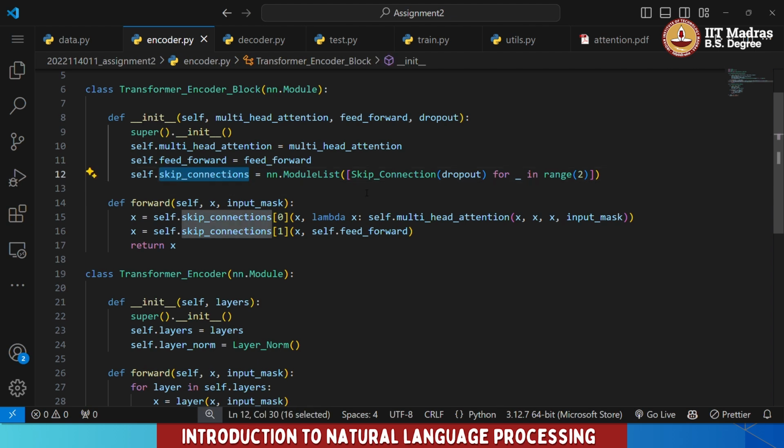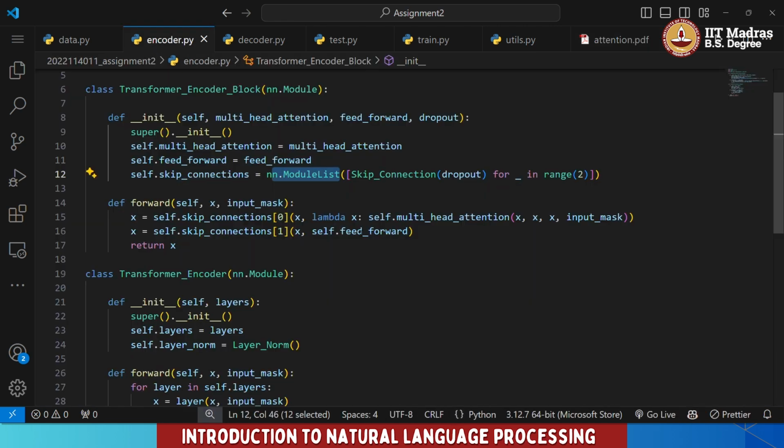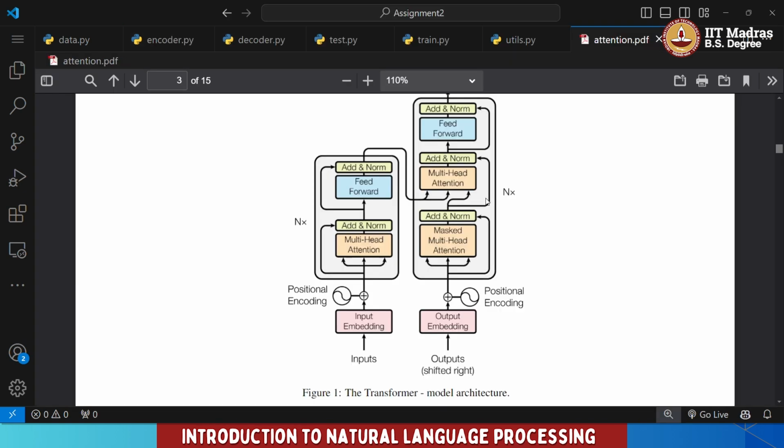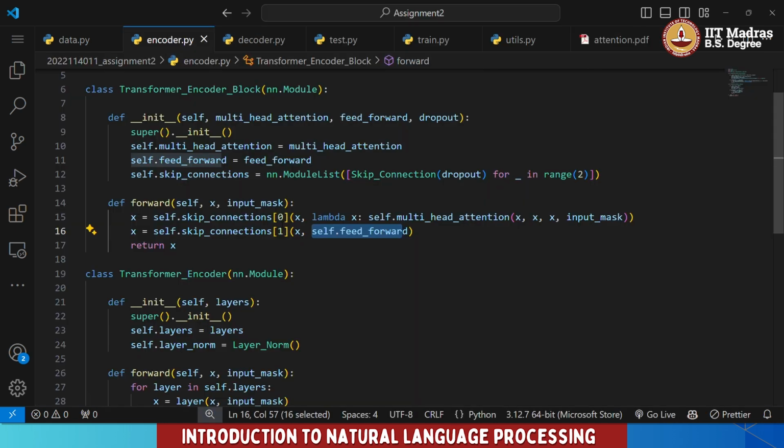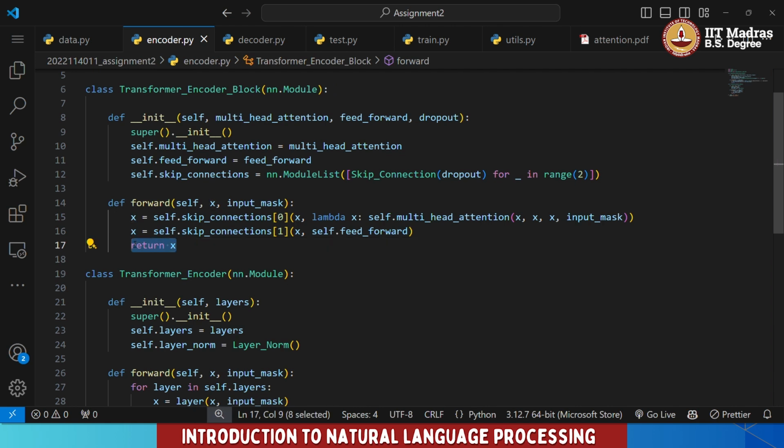We have skip connections. We have two. Therefore, we have nn.ModuleList for range 2, because we have one add and norm over here and one add and norm over here. This is the skip connection, and the norm is applied after the skip connection is added. As you can see, one skip connection is over the multi-head attention and one skip connection is over the feed forward. So that is a transformer encoder block, and then we return the X value back.